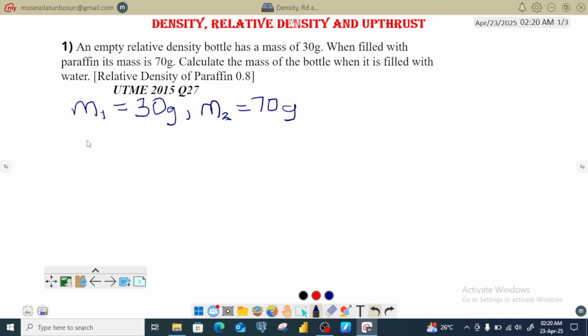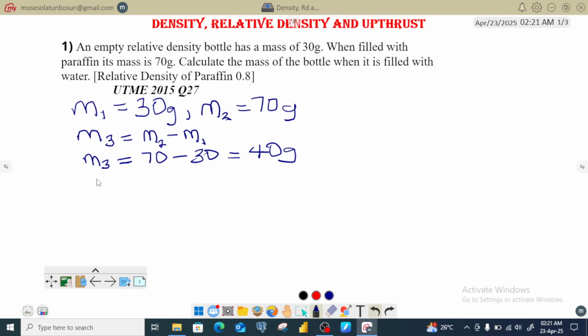And I believe we can easily find the mass of the paraffin that we used to fill the bottle. Let's call that one M3. That is the mass of just the paraffin, and you agree with me that that one will be equal to M2 minus M1, and that makes our M3, which is the mass of just the paraffin, 70 minus 30, and that will be 40 grams.